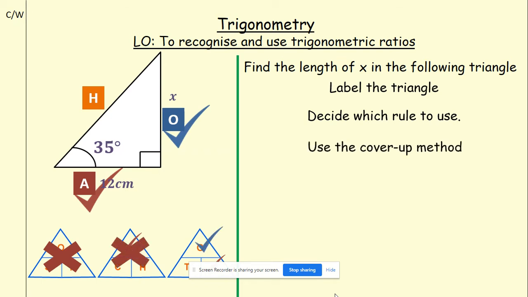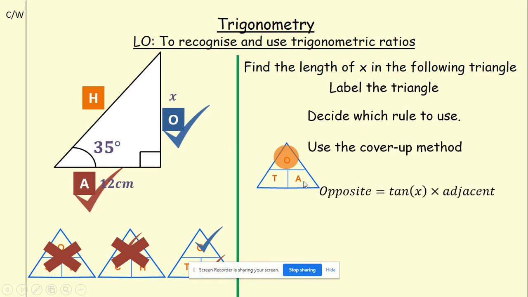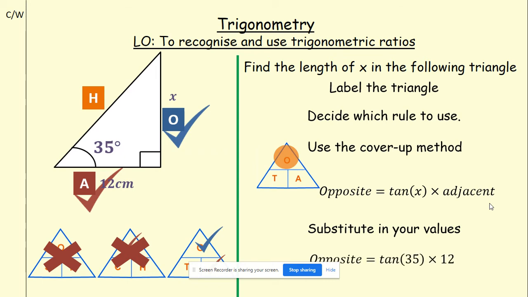Okay, so now that I know which one I'm using, I'm going to use that cover-up method. What is it that we're trying to find out? Well, we're trying to find the value for opposite. So I'm going to shade that in. That actually tells me what to do. I'm going to be doing the tan of x multiplied by my adjacent. So the opposite equals the tan of x multiplied by adjacent. We then just substitute in our values. So the tan of x is the tan of 35 times the adjacent, which is 12. Okay, so that would have given us our answer.